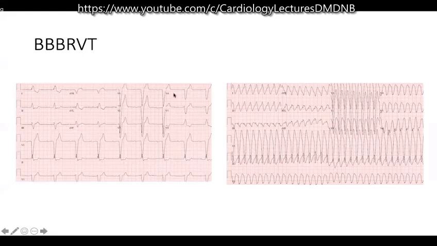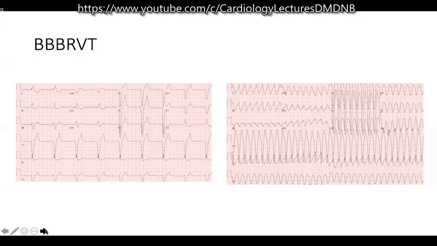So this is a post aortic valve replacement patient. You can see the patient has developed a complete left bundle branch block. This patient subsequently developed VT also. But when you compare these two morphologies, what is very striking is that the morphology of the VT and the morphology of the baseline, that is the native rhythm, are the same.